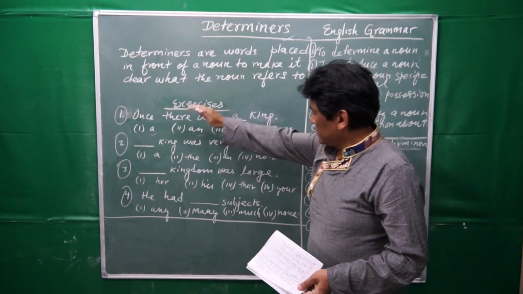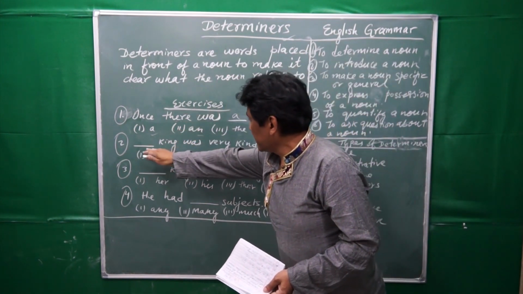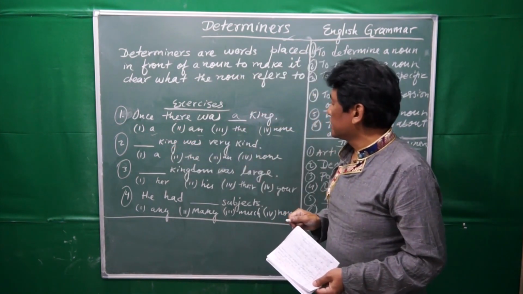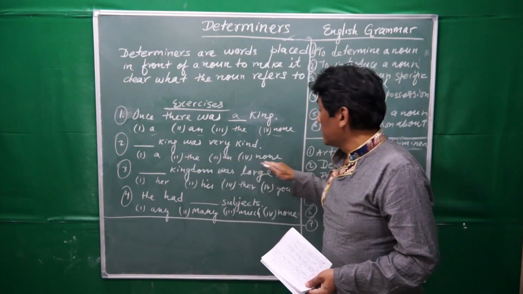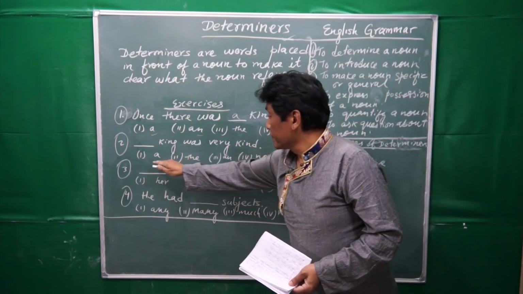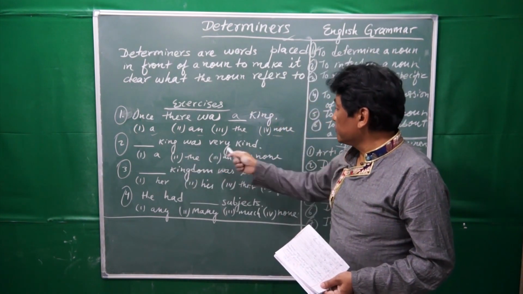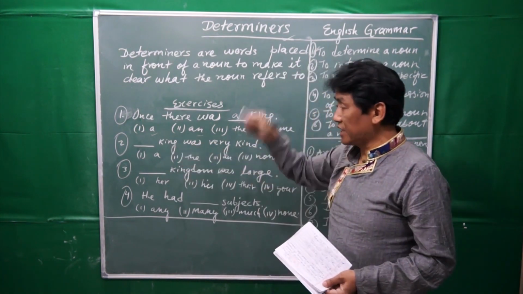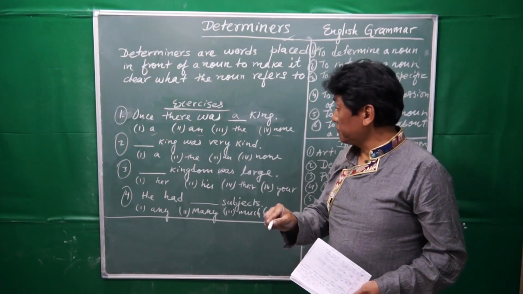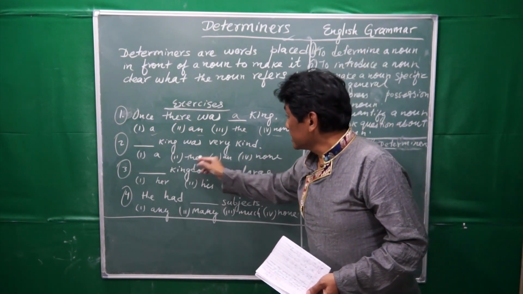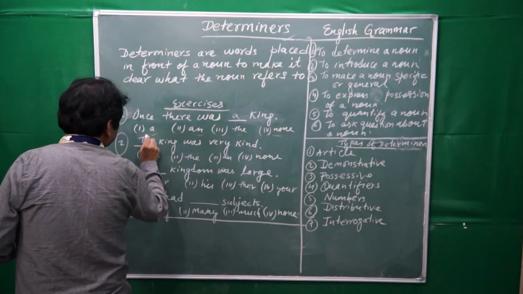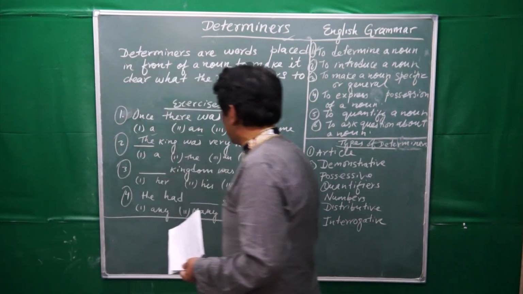And next sentence, dash king was very kind. We have options here: a, the, and none. Now see, we are talking about the same king for the second time, so we are going to make it specific. So we will write the here. The king was very kind.